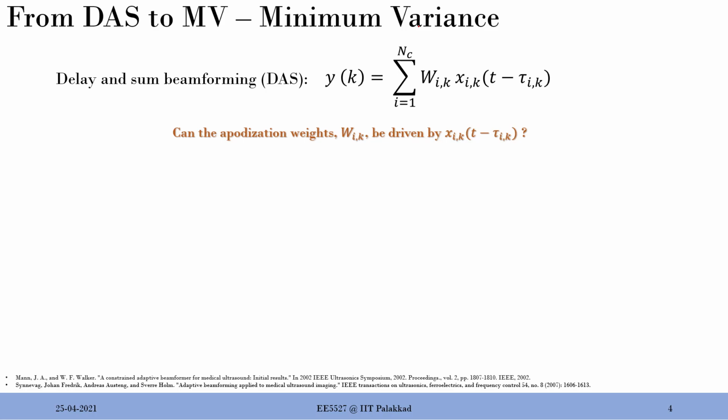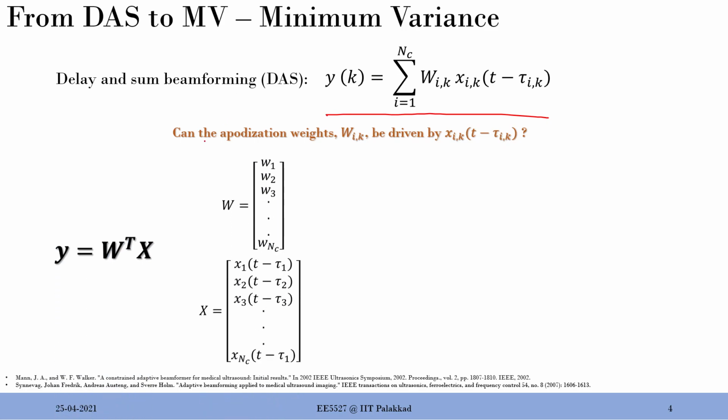For ease of representation, I'm going to put this in terms of matrix multiplication. You can think of W, in our case, as 128 cross 1, and X is 128 cross 1 again. W is nothing but your weight vector going from the first channel to the NC-th channel, and X is another column vector, again 128 elements if NC is equal to 128.